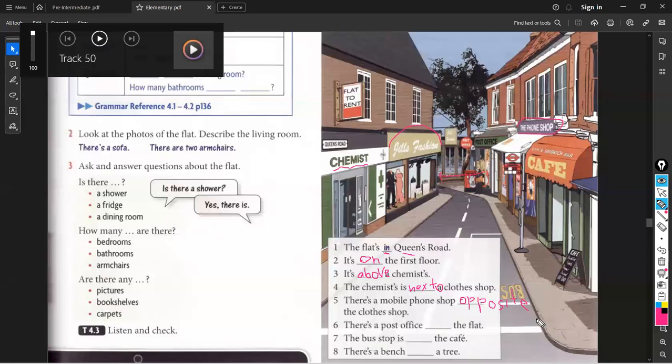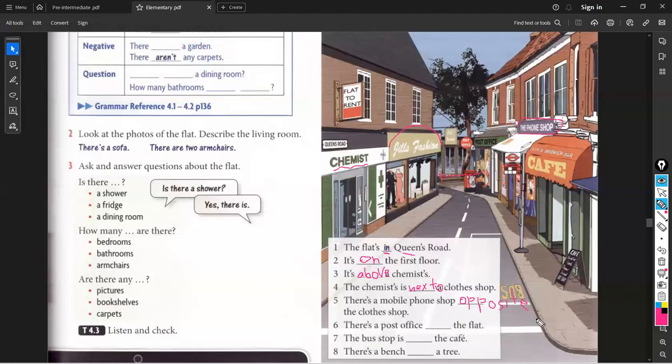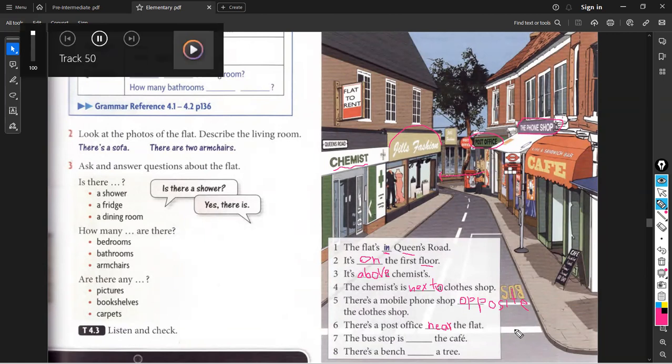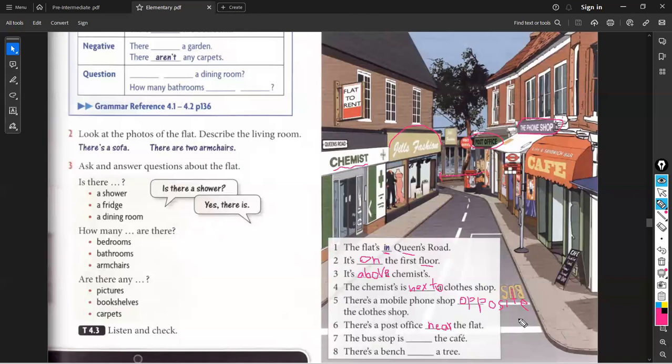Thank you so much. Now 6 is saying there is a post office, the flat. This is the post office. I don't know. Flat. Flat شقة. Floor طابق. يعني near. Near the flat. Amazing. بالقرب من الشقة. Amazing. I loved it. So there is a post office near the flat. Let's listen. 6. There's a post office near the flat.